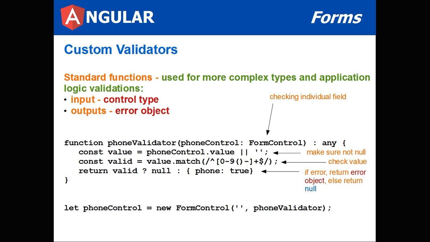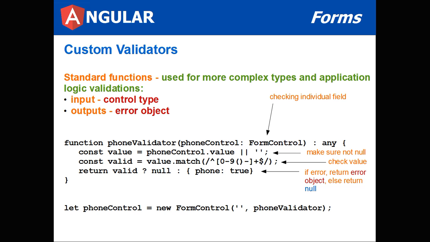Okay, so custom validators, we use standard functions. They're used for more complex types and application logic validations. You have input control types, and outputs are error objects. So for example, this is a function I'm customizing, which basically is a phone validator. It takes a form control.